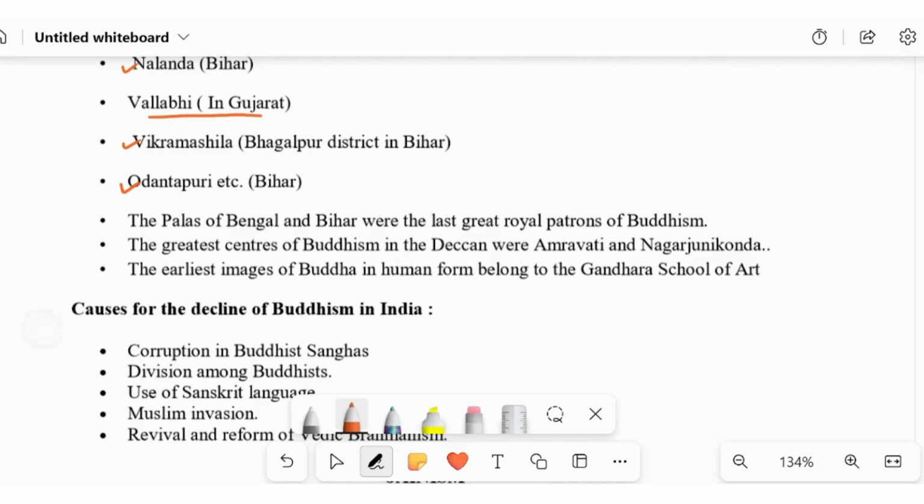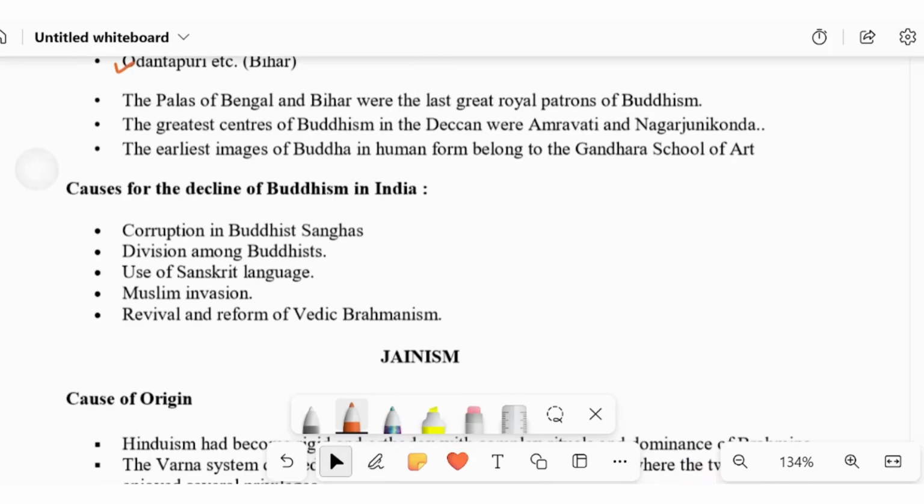Then next one is probably that gradually they started using Sanskrit, which could not be easily comprehended by people. Initially it was Pali, a language of the common masses. Right. And perhaps another reason for its decline was the revival and reform of Vedic Brahmanism. Because they tried to bring about certain reforms within Brahmanism, so that they could stop people from moving out or converting to other religions.